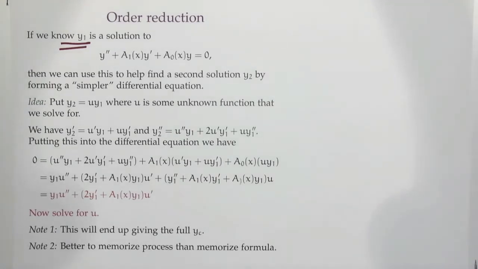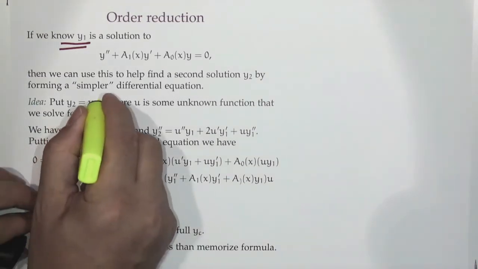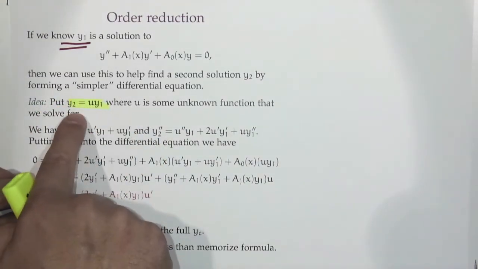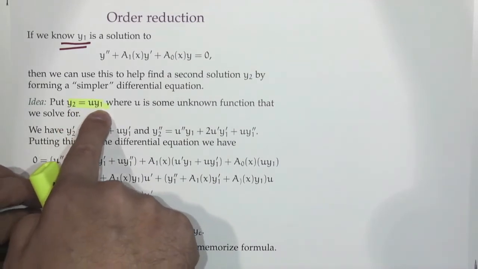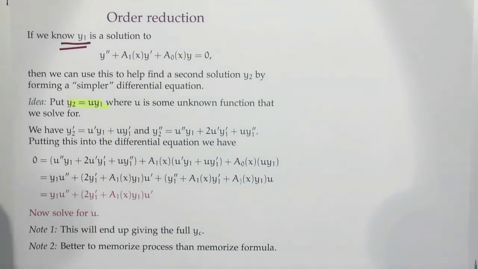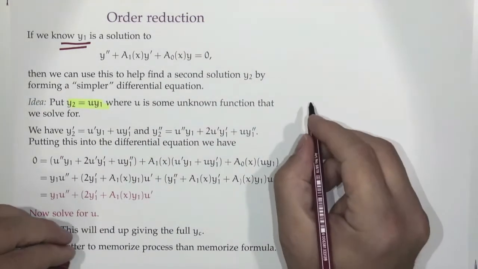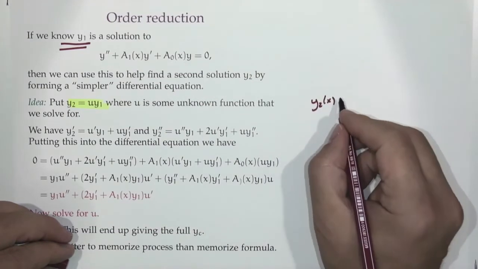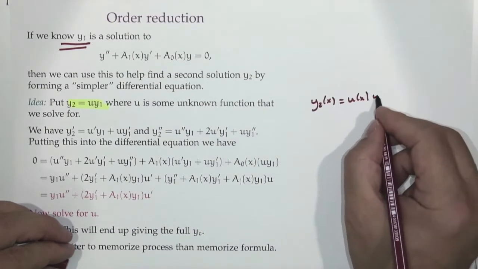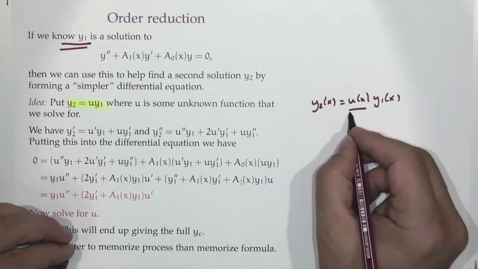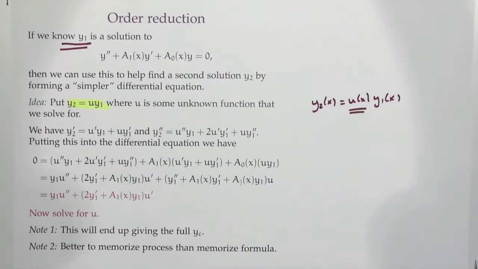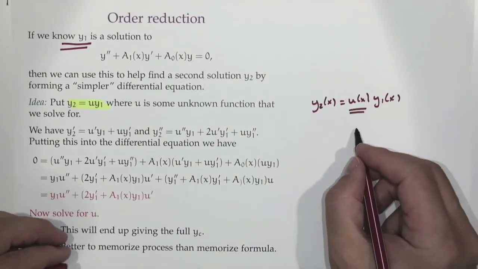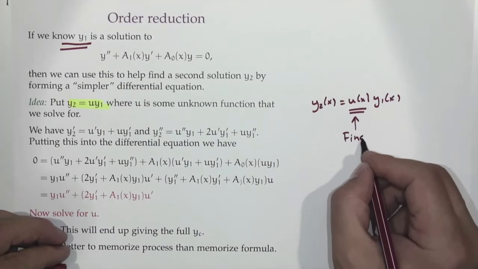And so what's the idea? Well, the idea is we're going to make our second solution look in a very particular way. So our second solution is going to be u times y1. Now, when we write u times y1, to be very clear here, we're really talking about y2 of x equals u of x times y1 of x. So in other words, u is this unknown function. And now we say, if I want to find y2, we've now changed the problem, and we say, okay, how do we find this u?